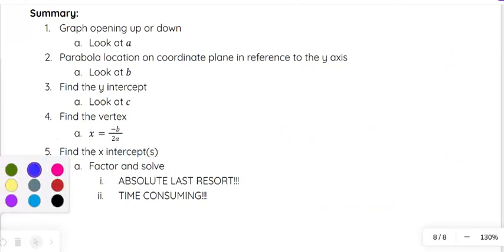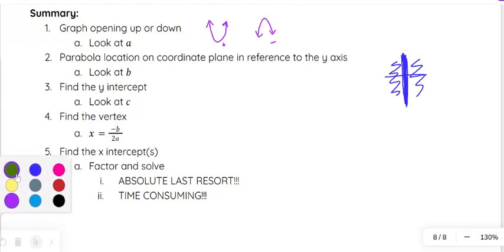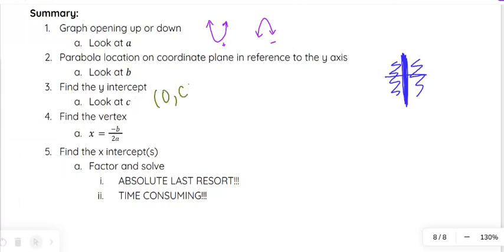So in summary, we look at A to help us determine if the graph is going to open up or open down. If A is positive, then it opens up. If A is negative, it opens down. Remember, we look at A and B to determine if the parabola's vertex is going to fall on the left side, the right side, or actually on the y-axis. And we look at the C value to determine the y-intercept, which is always (0, C). Those are our top 3.